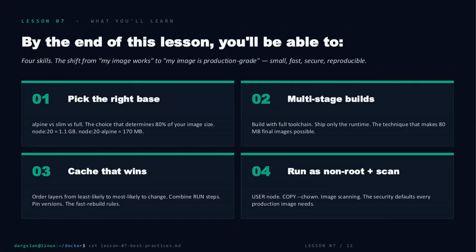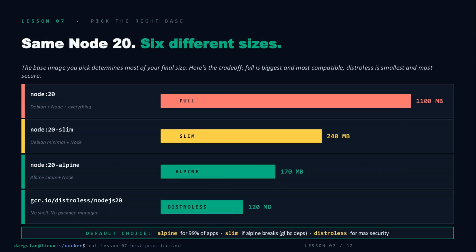So here's the roadmap to get there. 4 skills, in order. First, picking the right base image, because choosing between Node 20 and Node 20 Alpine is the difference between 1.1 gigs and 170 megs. Second, multi-stage builds. That's the trick that gets us under 100 MB. Third, layer caching done right, so your rebuilds take seconds instead of minutes. And fourth, the security defaults, running as non-root and scanning for vulnerabilities before you ship. Let's start with that first skill, the base image.